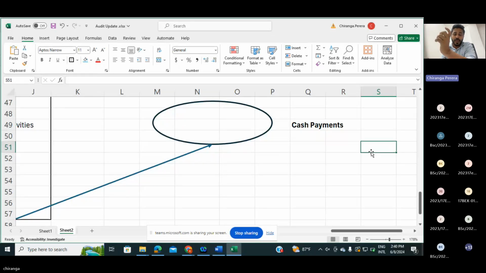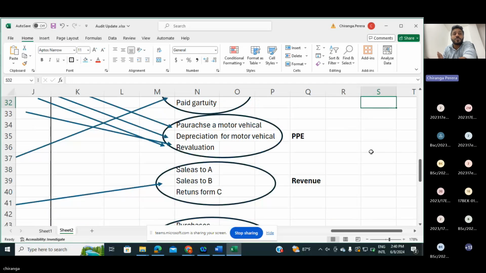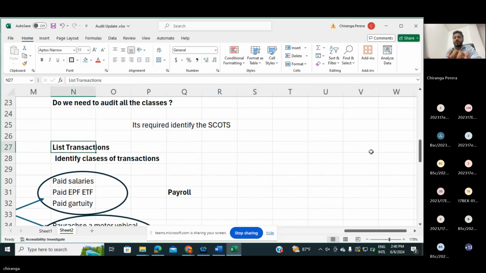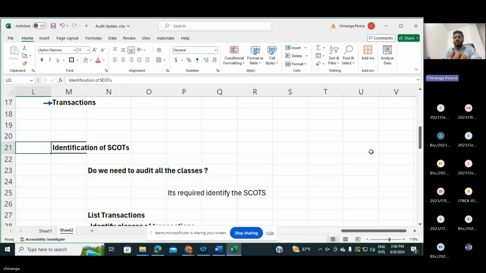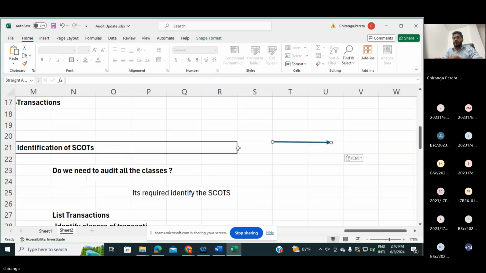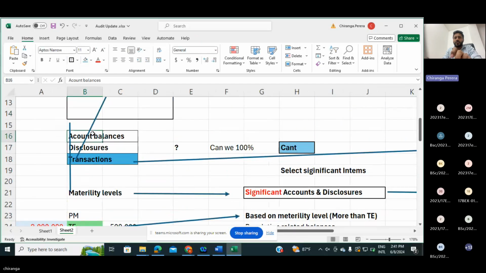So the basic understanding should be that one significant account or one significant disclosure can link with 2 or 3 more SCOTs. That understanding should be there, right? So you can understand, after telling this, why we have to do that. That answer will be developed after explaining this. So after completing SCOT identification, what is the next step? We did SCOT identification. Now it's completed.